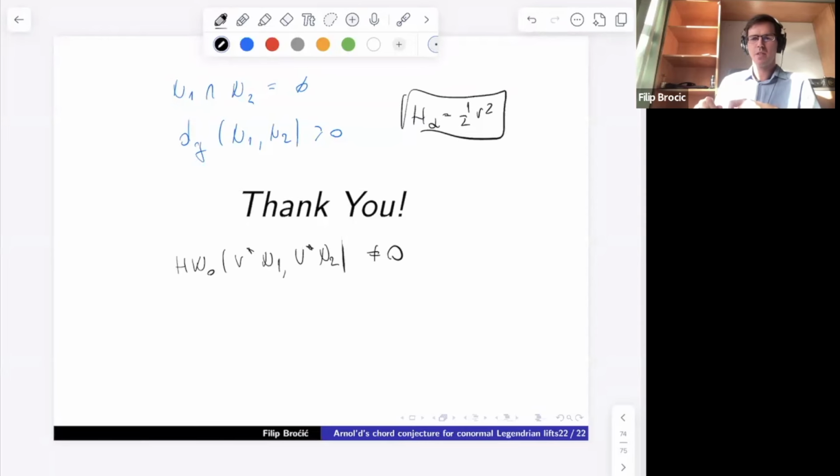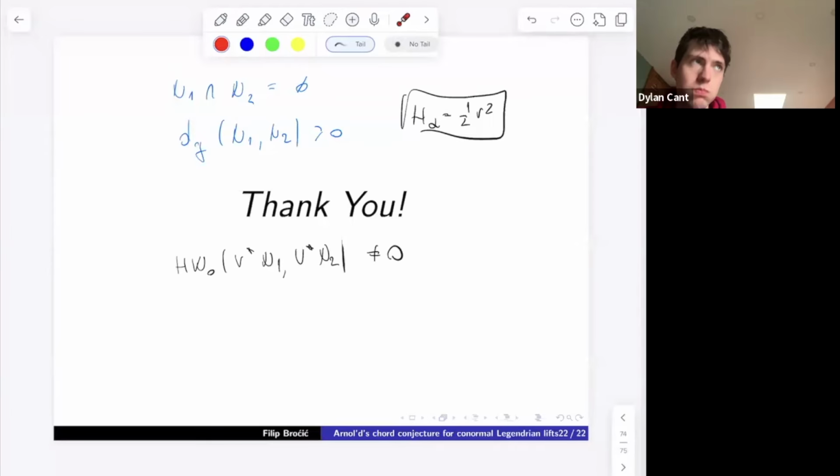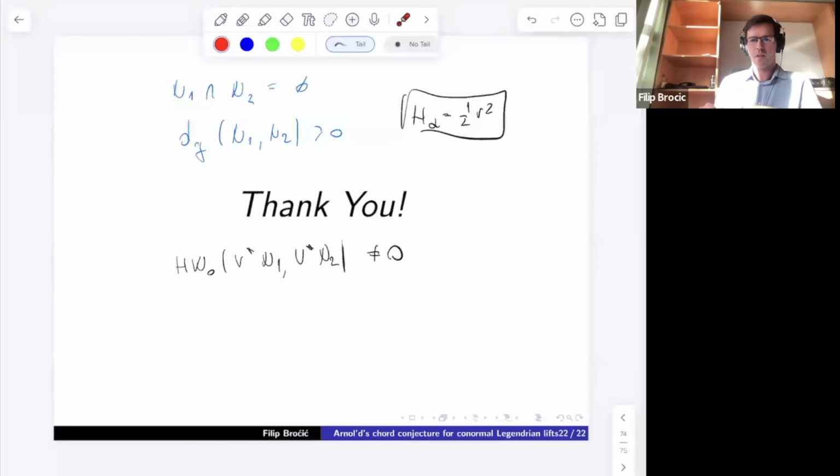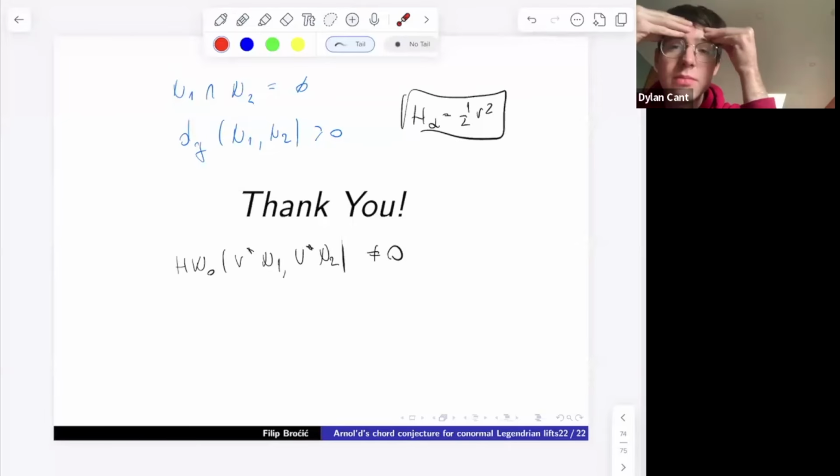Yeah, but this also resolves the question for any two submanifolds which might intersect. I mean, of course, you can think of it as an immersion, but in case that they intersect, it could happen that there are no Reeb chords. Yeah.